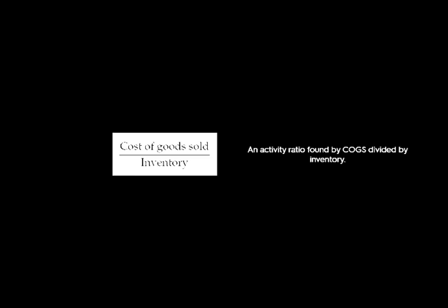Accounts receivable turnover. An activity ratio found by credit sales divided by accounts receivable. Average collection period. An activity ratio found by the number of days in a year divided by AR turnover. Inventory turnover. An activity ratio found by COGS divided by inventory. Total asset turnover. An activity ratio found by sales divided by total assets. Fixed asset turnover. An activity ratio found by sales divided by fixed assets.